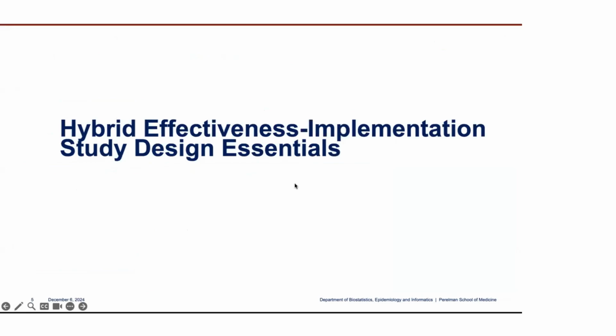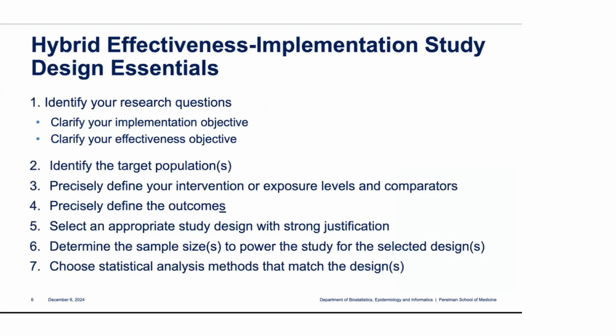So what are the design essentials for really any study design, but how does that change a little bit when we're looking at hybrid effectiveness implementation studies? So the essential components of designing any study, right, are to identify your research question. Here, we're typically going to have two, right, because we're going to have an implementation objective and an effectiveness objective.